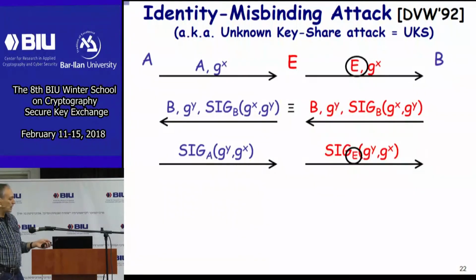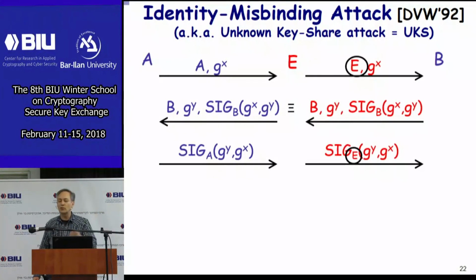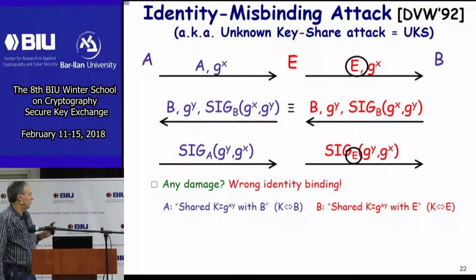Okay? So what happened here? We have two protocol runs, the blue run and the red run. Both of them are perfectly kosher. They follow exactly the BADH protocol. But what happened here? Alice started thinking that she sends this to Bob. She got back a signature by Bob, so she's happy. She's talking to Bob. So she thinks that K represents Bob.